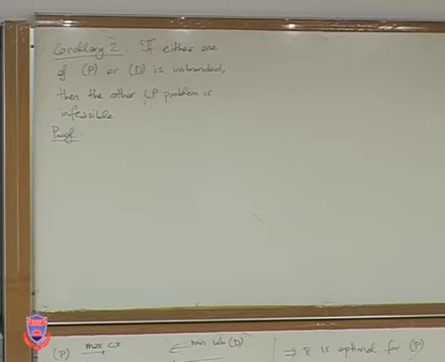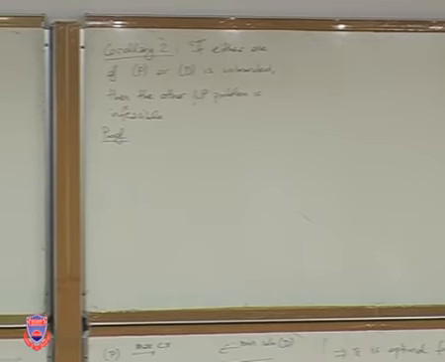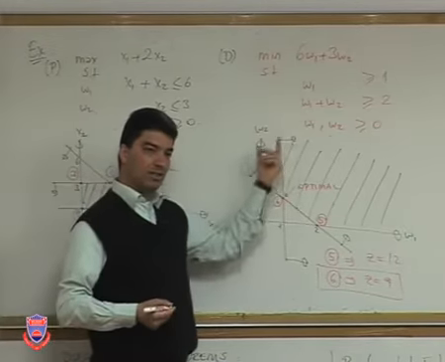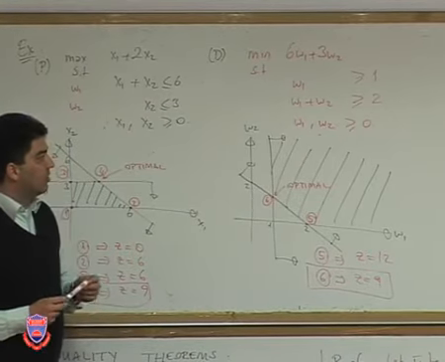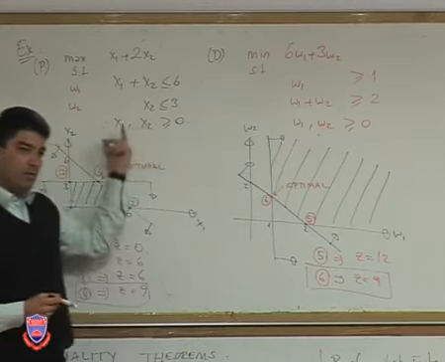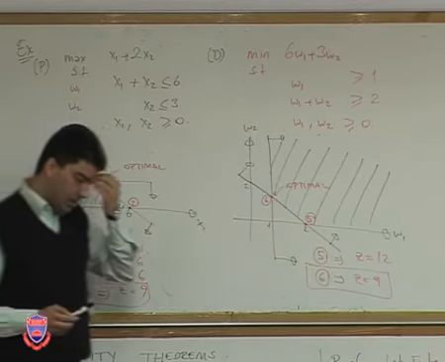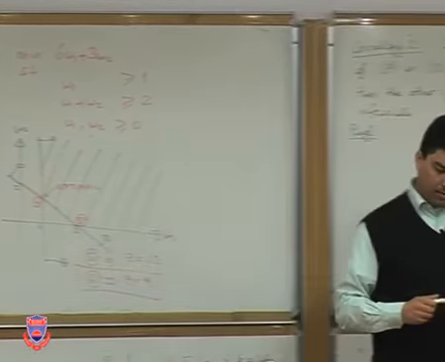First of all, let's try to understand what the statement says. I give you a pair of primal and dual problems. Suppose that the primal problem is unbounded. Then the claim is that the corresponding dual problem should necessarily be infeasible, it cannot have any feasible solutions. And conversely, if the dual problem is unbounded, then the corresponding primal problem should be infeasible as well. Now, where does this come from? Why is this true in general?